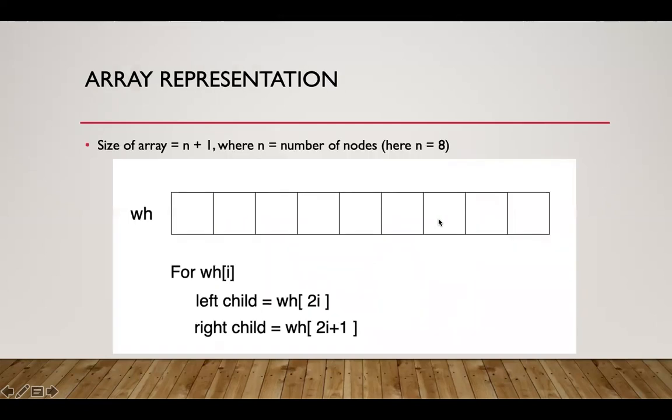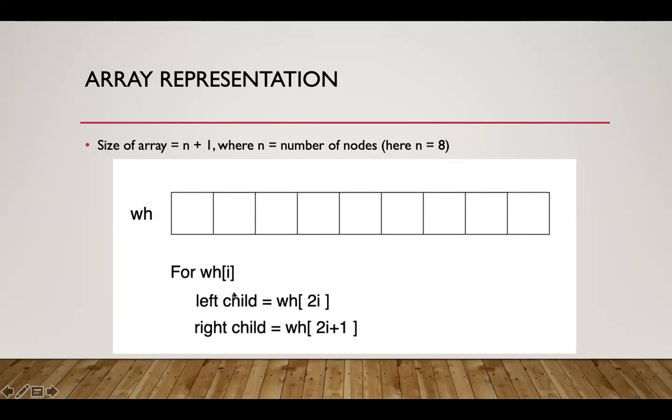Now let's look at the array representation. So we take an array of size n plus 1, where n is the number of nodes. In our example, the number of nodes is 8. So the size of the array is going to be 8 plus 1, which is 9. We are representing the array with WH, which stands for weak heap.